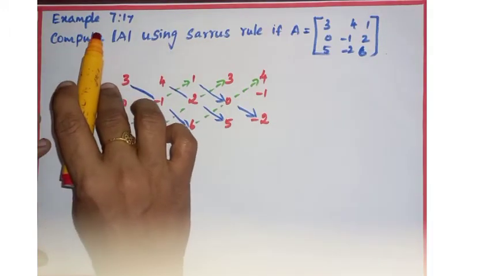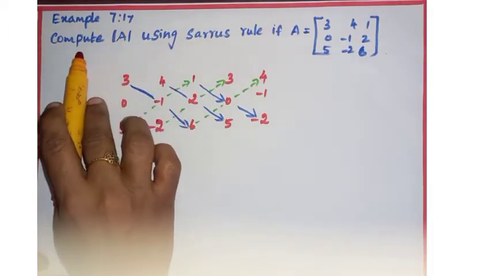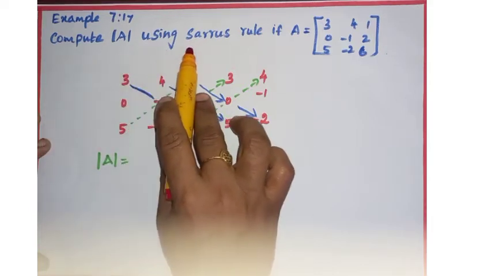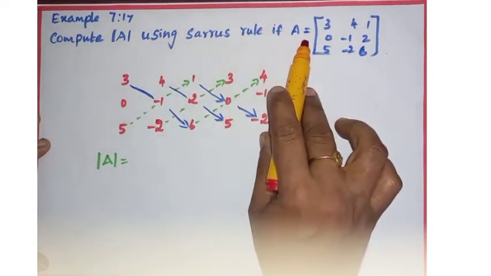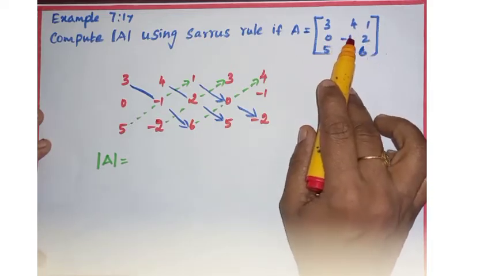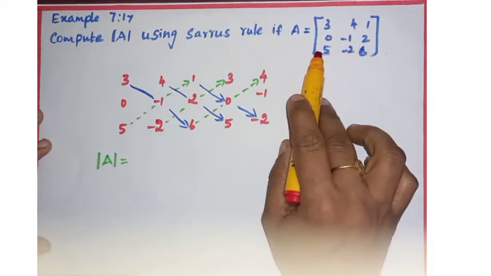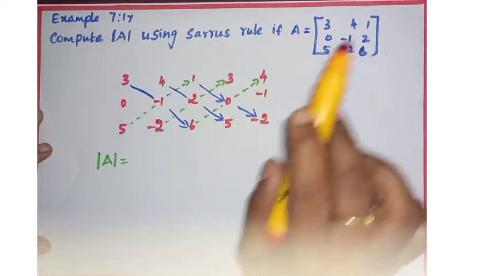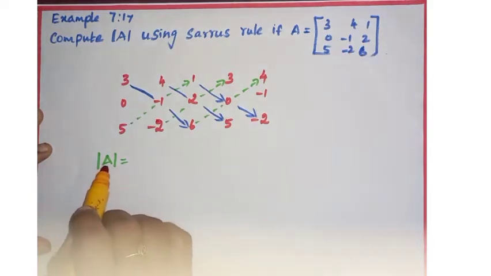Now we are going to see example 7.17. Compute the determinant of A using Sarrus' rule, if A equals first row 3, 4, 1, second row 0, minus 1, 2, third row 5, minus 2, 6. Now I am going to find the determinant of A.